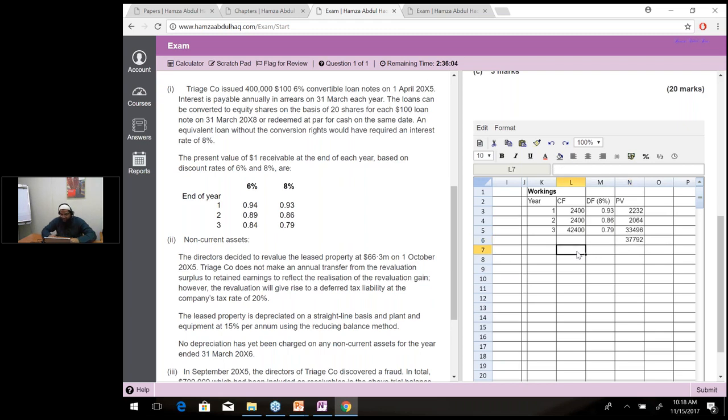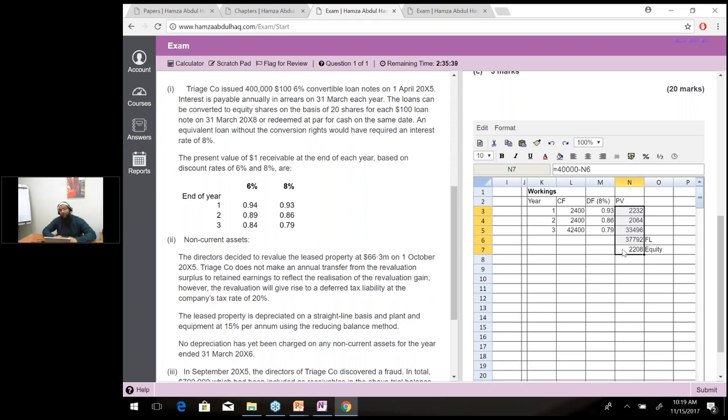Okay, so this means that the financial liability component is, I'm writing down over here, 37,792 and the remaining value is going to be equity. So if I write equals to 40,000 minus 37,792, that is going to give me the amount of the equity.